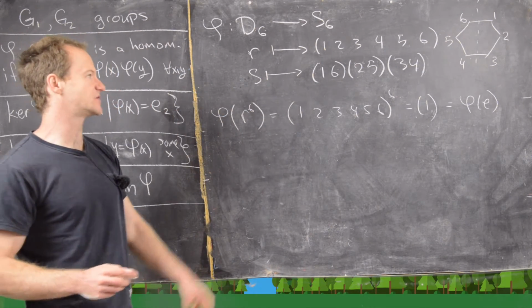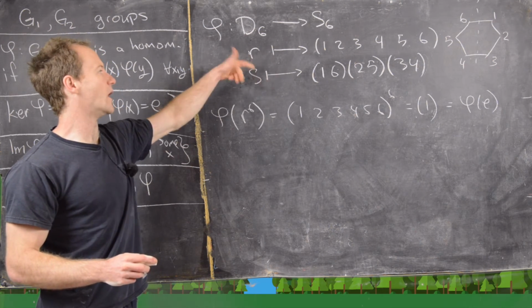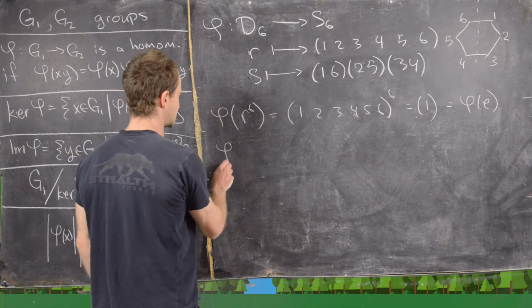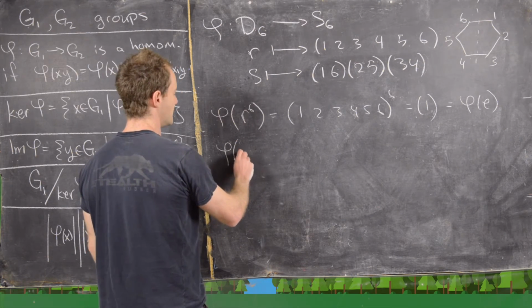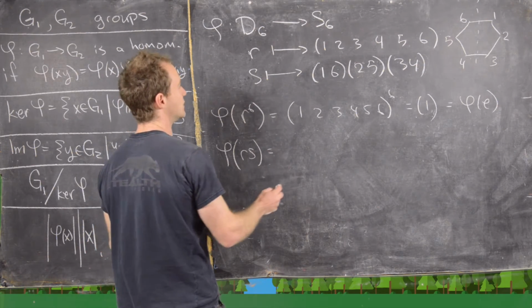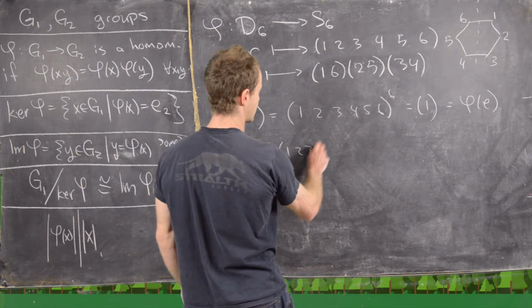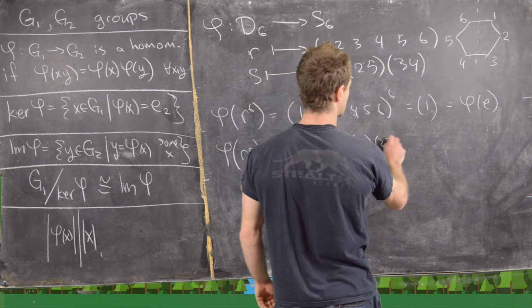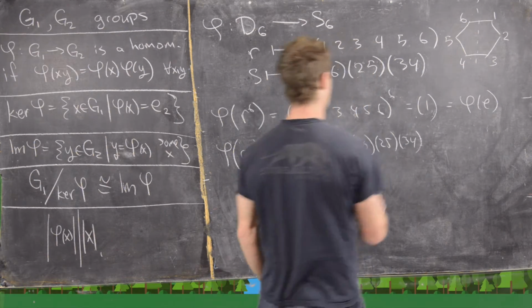So the next thing we need to check is the way that the R and S interact with each other. So let's calculate phi of RS. So notice that's going to be (1 2 3 4 5 6) with (1 6)(2 5)(3 4).